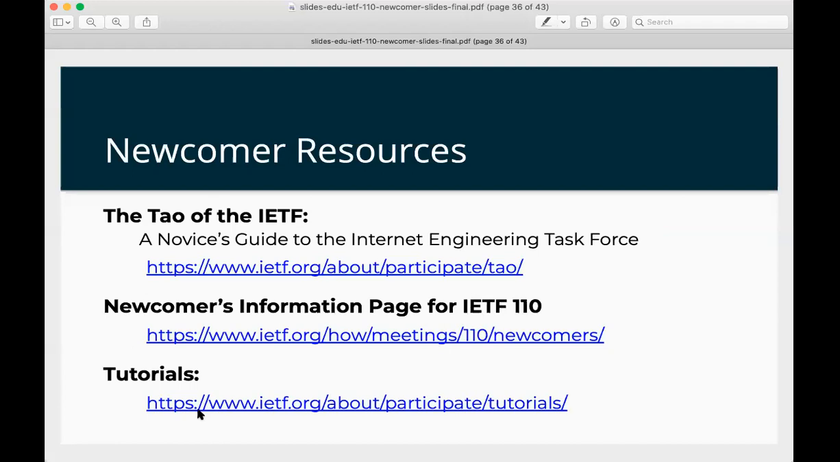Okay, excellent. So newcomer resources, the TAO of the IETF is a high-level novice's guide to the IETF. It's a good place to start. Every meeting has a newcomers page for that meeting, which will have the links to the various activities that are related to the newcomers. And then the tutorials is just a list of recent tutorials that we've had on various topics.